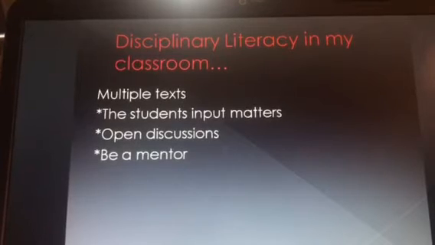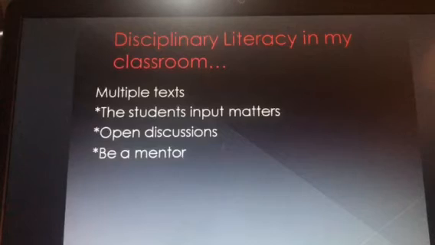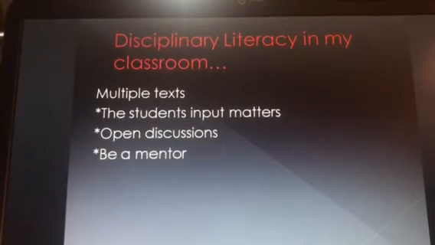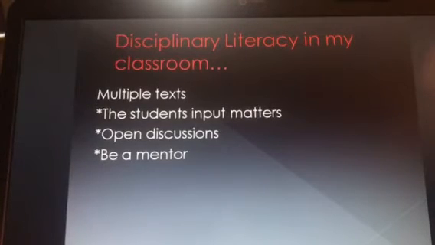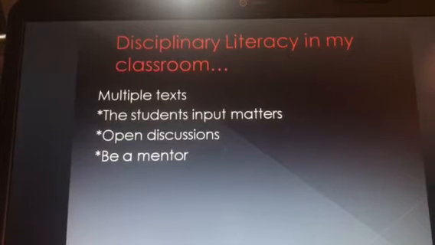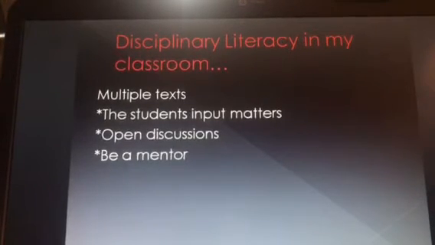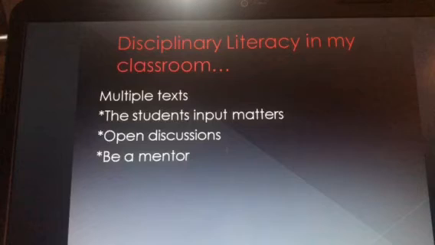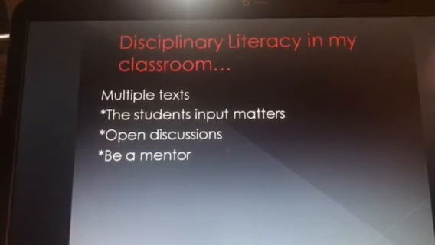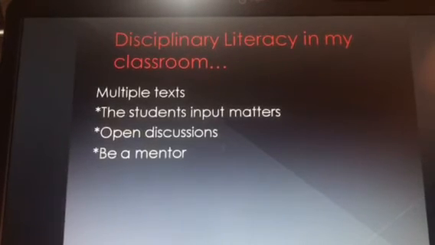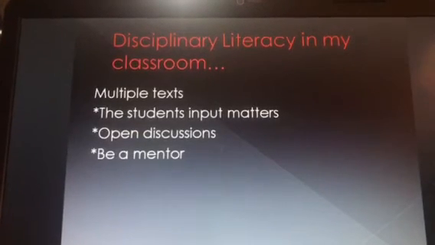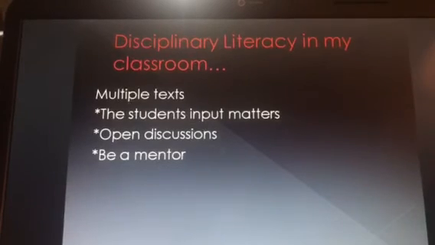Disciplinary literacy in my classroom. I'll use multiple texts because the students need to see different perspectives. They need to know different texts beyond what they have in that class for that time period. They need to have different texts for math and different texts for history and science. I want my students to know that their input matters. I want them to know that this lesson is for them.